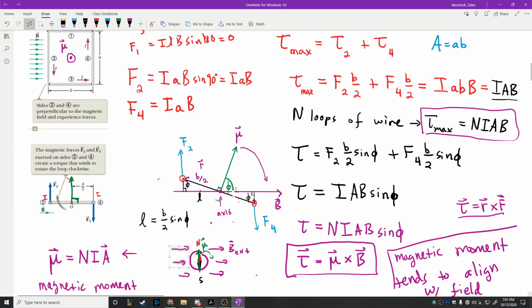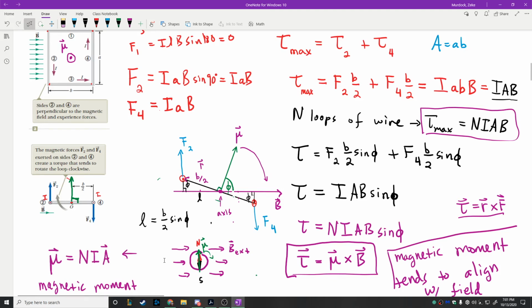I've lost my mouse. I wanted to define this angle here. I wanted to define that angle right there. Look at it, it's the angle between mu and B. It's the angle between the magnetic moment and the magnetic field, right? That's why we wanted to do it, because I knew that's kind of where we were going. We wanted to define this here.